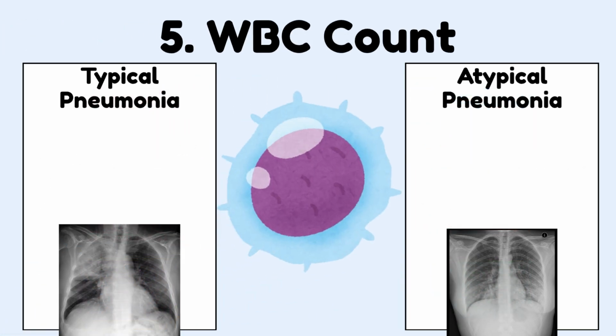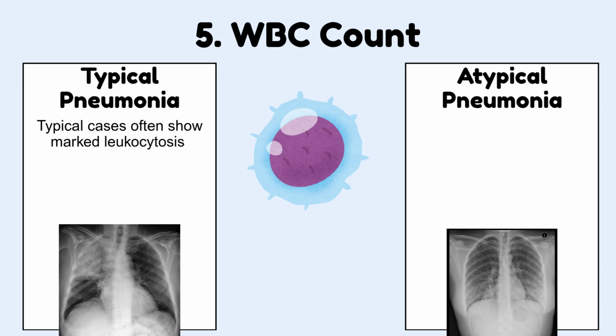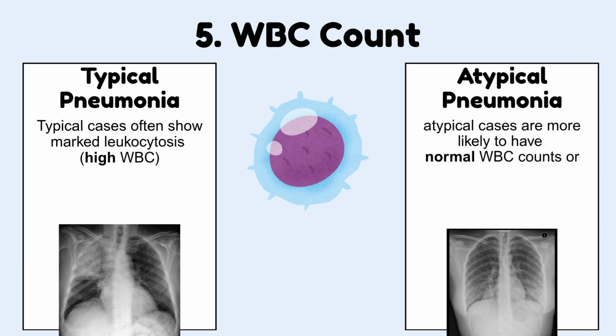WBC count. Typical cases often show marked leukocytosis, a high WBC count. Atypical cases are more likely to have normal WBC counts or relative lymphopenia.